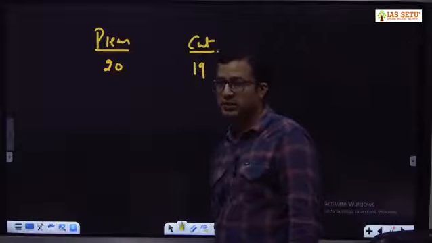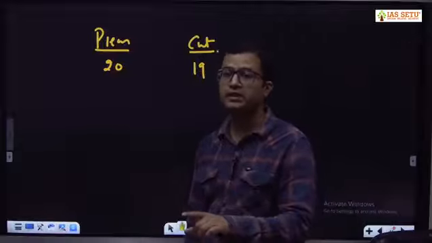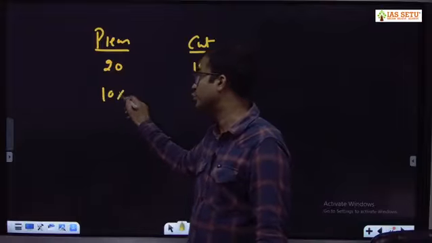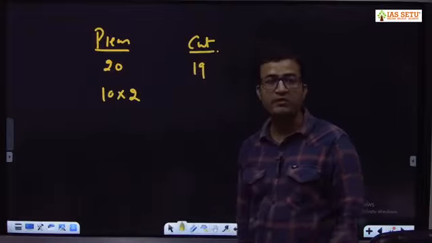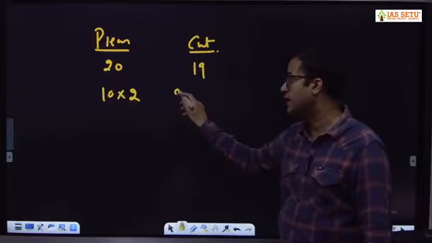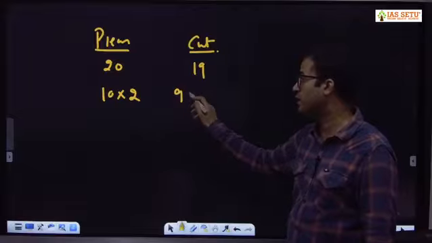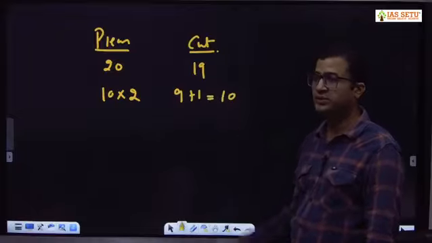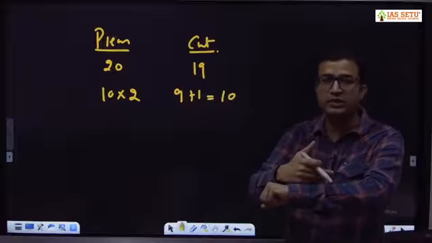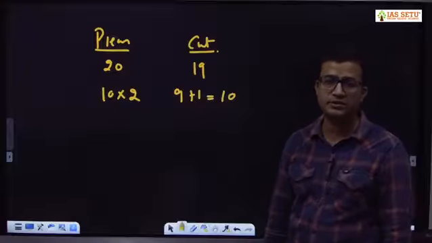Then you have to break 20. But you can't break 20 as 10 plus 10. In pieces it should be multiplication. You can do 10 into 2. If I have 10 into 2 pieces, tell me how many cuts are required? 10 pieces require how many cuts? 9. 2 pieces require how many cuts? 1. So this is also an option. You make 9 cuts on one axis, 1 cut on the second axis, you get 20 pieces.